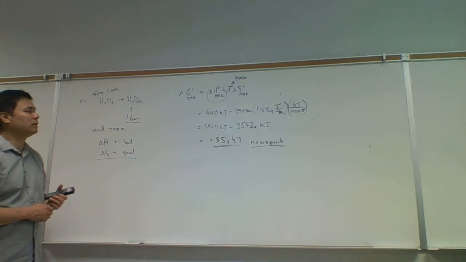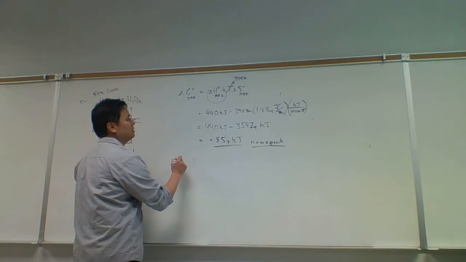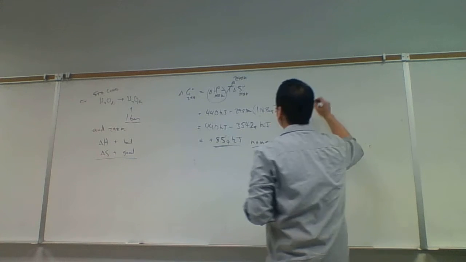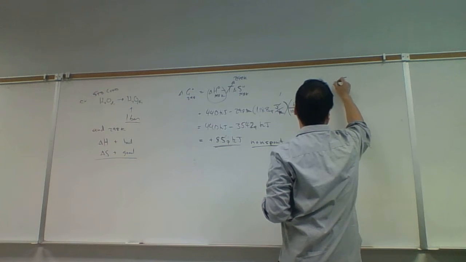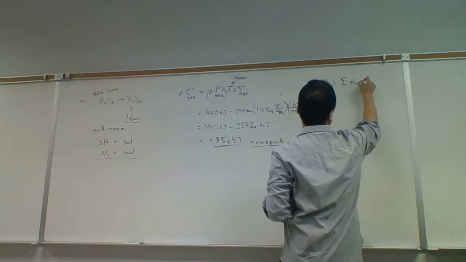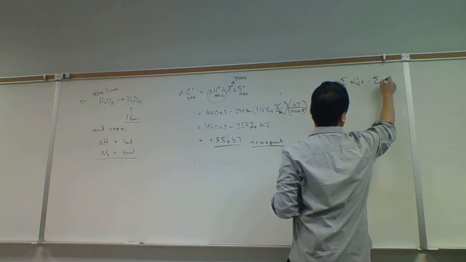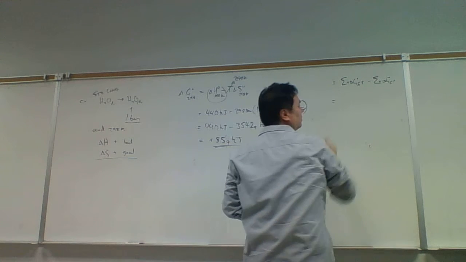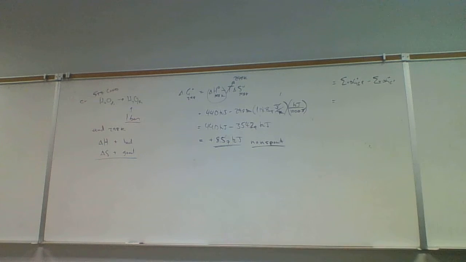There's another way of calculating this. It should equal the sum of the delta G's of formation of the products minus the sum of the delta G's of formation of the reactants, right? And so let's go ahead and do that calculation here.